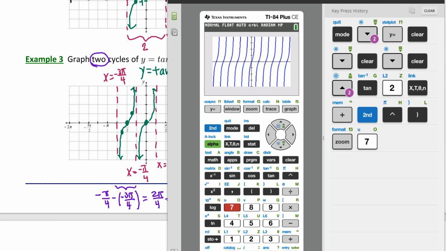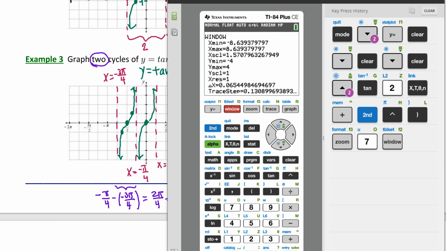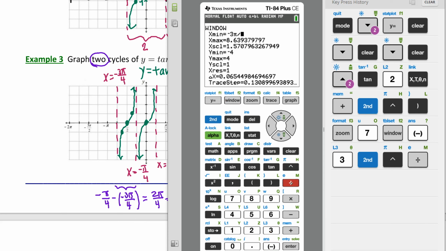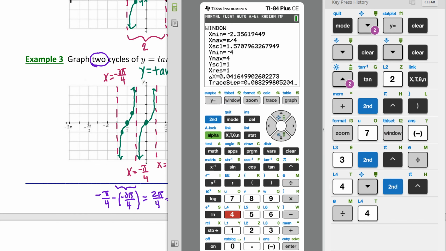This means that one fundamental cycle occurs between x equals negative pi over 4 and pi over 4. But if I want to be absolutely sure and I want the calculator graph to match the graph that I did by hand, I can manually set the window. So I'm going to type my window button and set the x minimum to match the leftmost asymptote that we came up with. That was negative 3 pi over 4. Then I'm going to set the rightmost value to match the rightmost asymptote that we came up with. That was pi over 4.